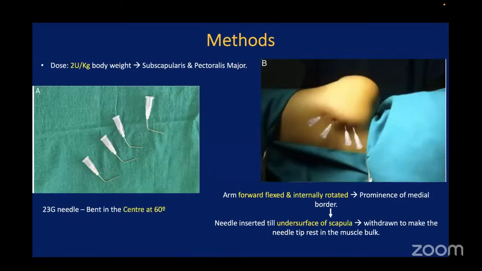The dose, 2 units per kg body weight, was given to subscapularis and pectoralis major. Here we are depicting how it was done for subscapularis. A 23 gauge needle is bent in the center for about 60 degrees. Then the arm is forward flexed and internally rotated. This makes the medial border of the scapula prominent, and the needle is inserted at the undersurface of the scapula. Then it is withdrawn a little bit so that the needle end stays in the bulk of the muscle.